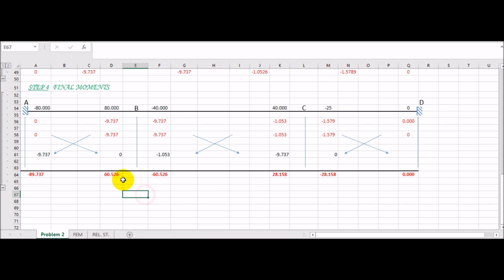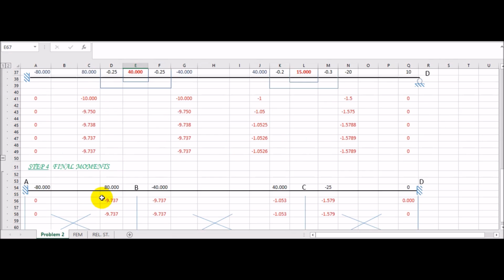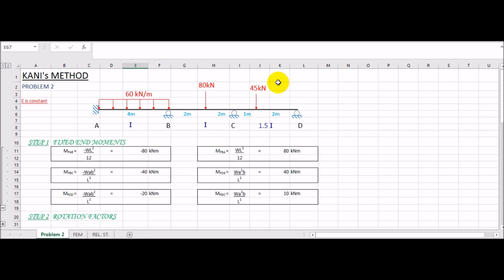Now what this means is that a negative sign indicates anti-clockwise movement and a positive sign indicates clockwise movement. That is the sign convention that I had taken previously. If you consider a different sign convention, you'll get the answers accordingly. Alright, so we have now successfully analyzed this problem as well, and problem 2 is complete.